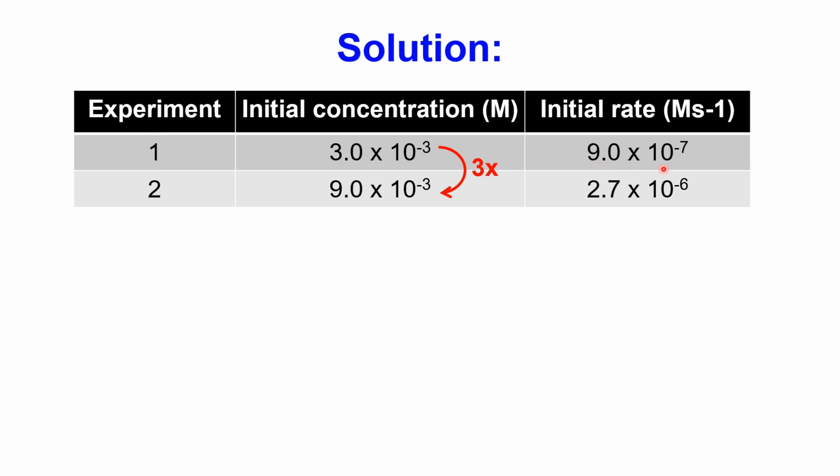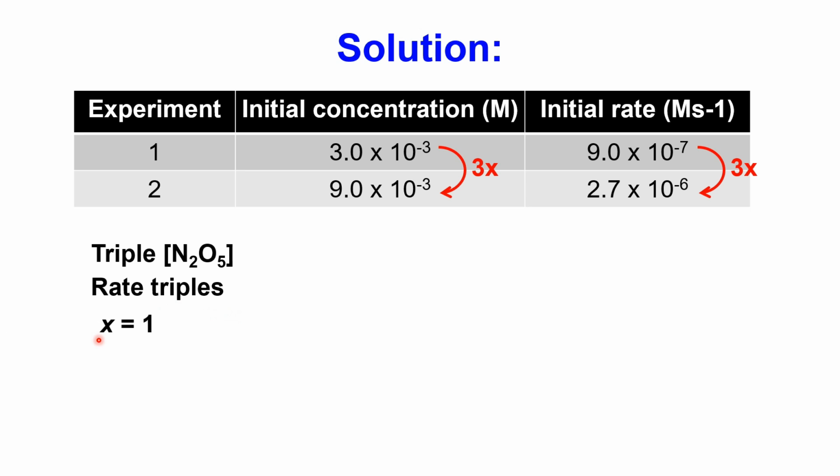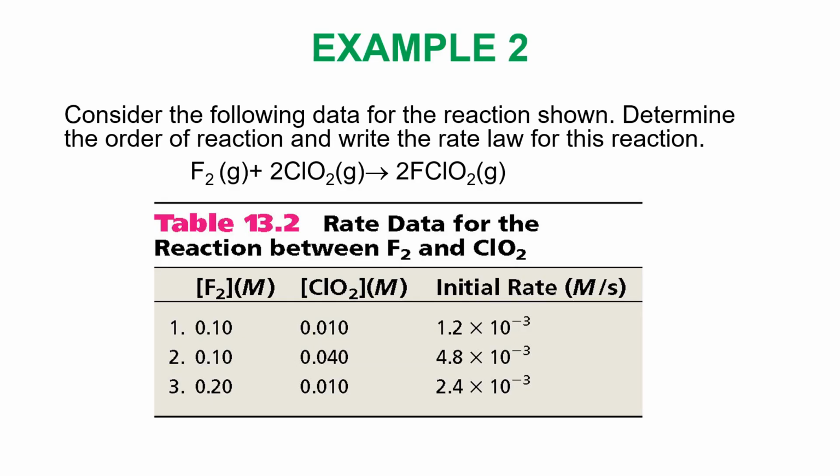In experiment 1, the initial rate is 9.0 times 10 to the power of negative 7. In experiment 2, the initial rate is 2.7 times 10 to the power of negative 6. That means the initial rate also becomes triple. So we can say that when we triple the concentration of N2O5, the rate also triples. So x, or the order of reaction, is equal to 1. That means this is a first order reaction. So the rate law, or the rate equation, is rate equals k times concentration of N2O5 to the power of 1.